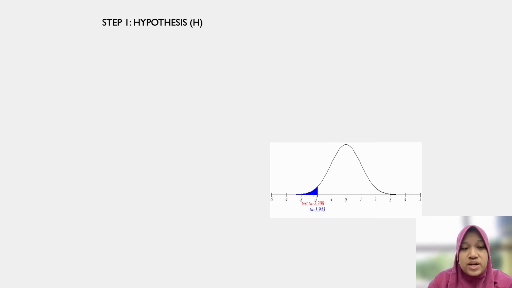So let's go for the first step. The first step is you need to formulate, or construct, the hypothesis. So we have the null hypothesis here: mu d equals 0. What does mu d equals 0 mean? It means that the score before is equal to the score after. This is no change after you attend the workshop.